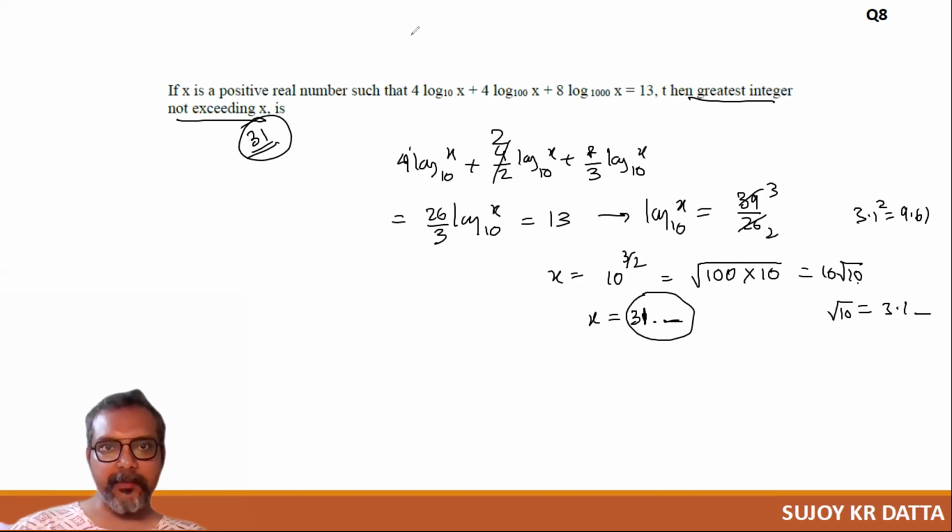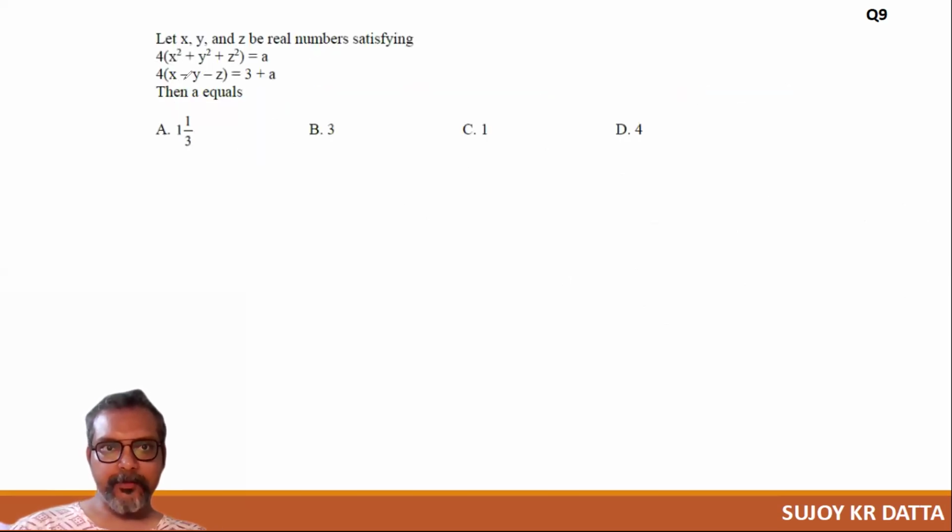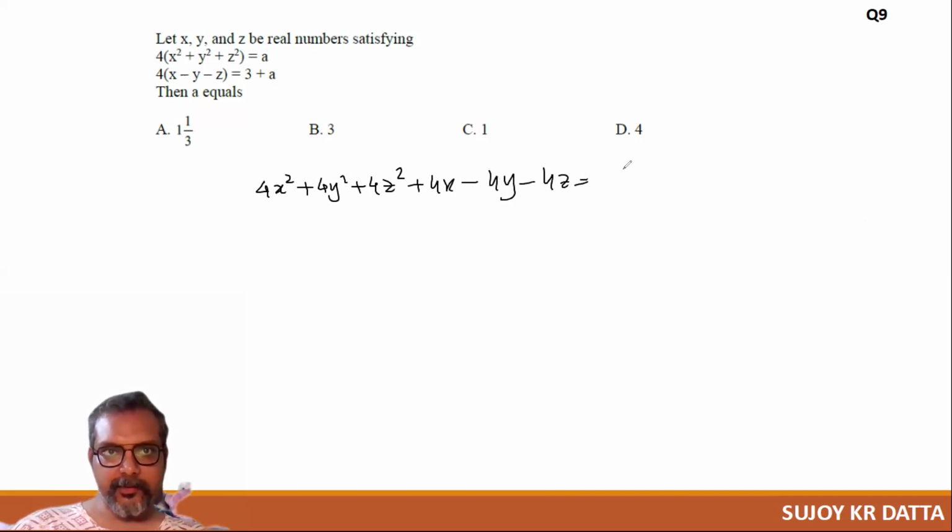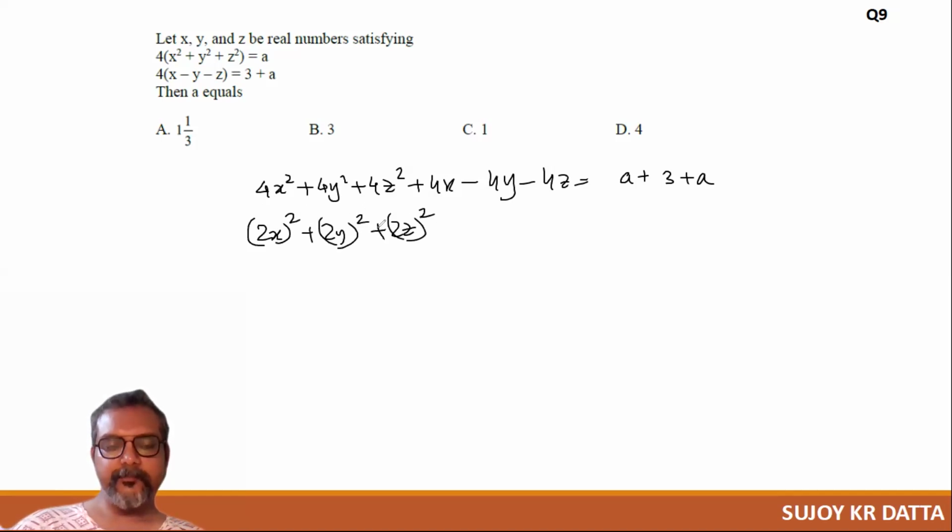So x, y, z be real numbers satisfying this and this. You have to figure out the value of a. So let's try and add them. So what do we get? 4x squared plus 4y squared plus 4z squared plus 4x minus 4y minus 4z equals a plus 3 plus a. You're trying to get a whole square form. Now this is 2x whole squared, 2y whole squared, 2z whole squared.